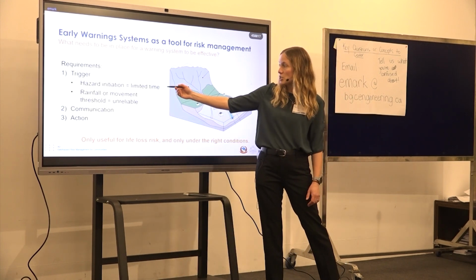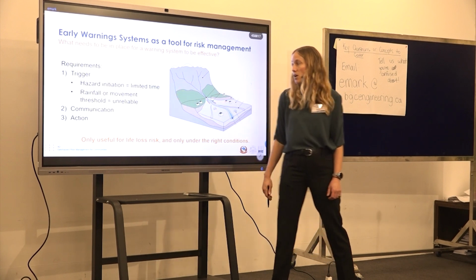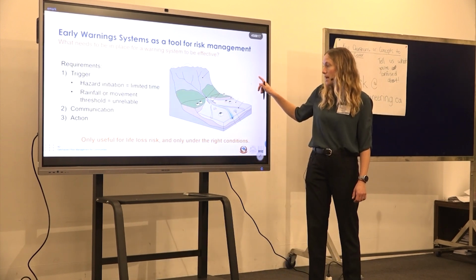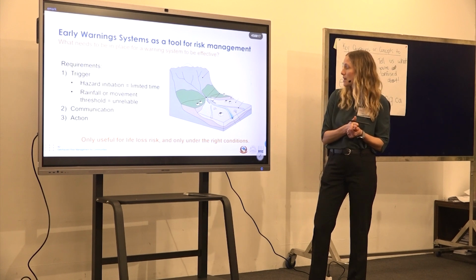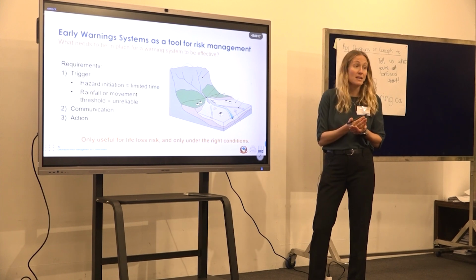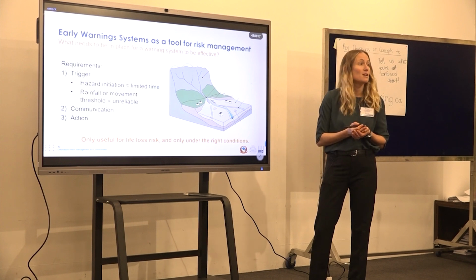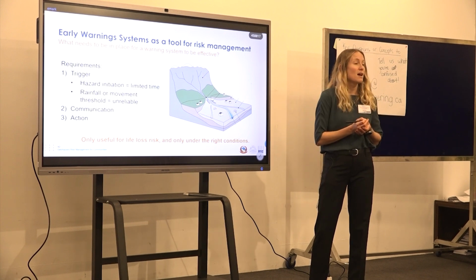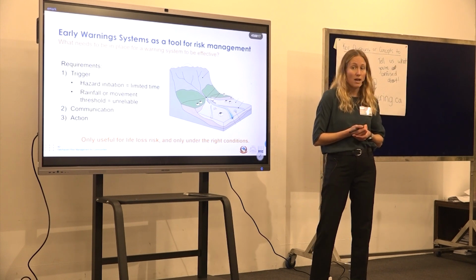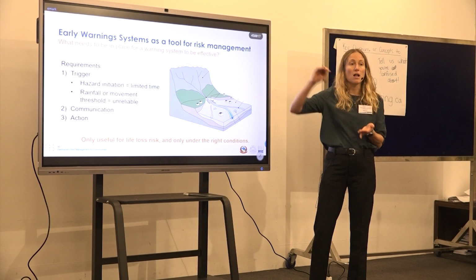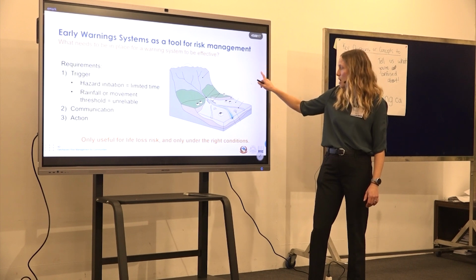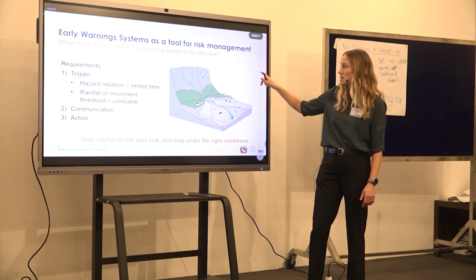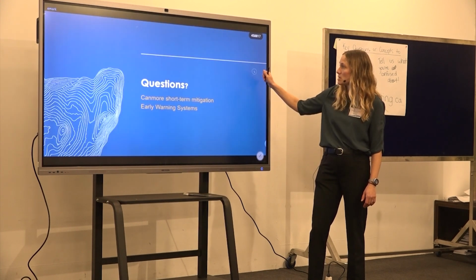So hazard initiation triggers, limited time, rainfall, or other movement thresholds are unreliable. And then there's also the need to communicate that in some way that the community can act on. They need to have a clear action that they can take, and somewhere safe that they can go. Whether that's the playground that was mentioned in the case of an earthquake, or a piece of elevated land that's been identified for evacuation, having those options available. So I think it's helpful to understand early warning systems are only useful under the right conditions.